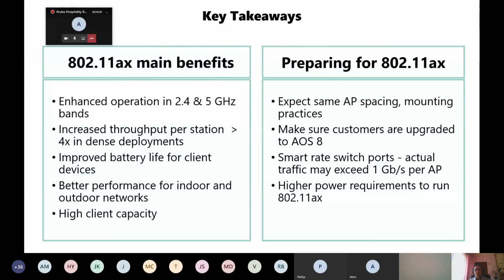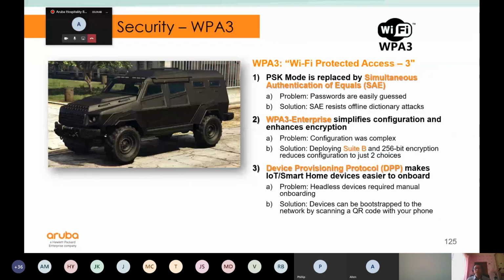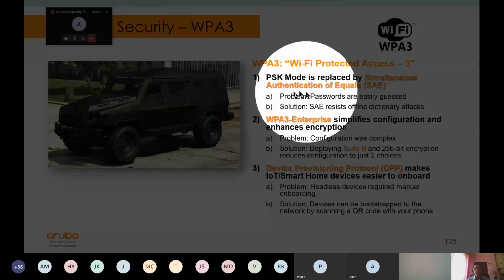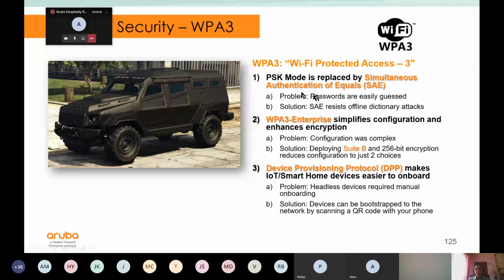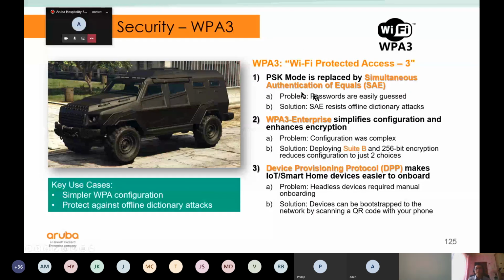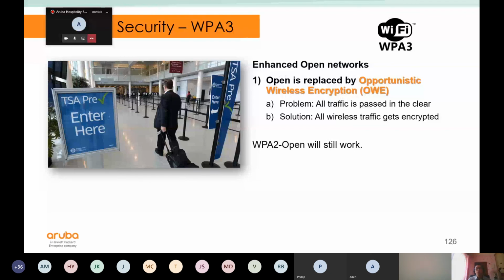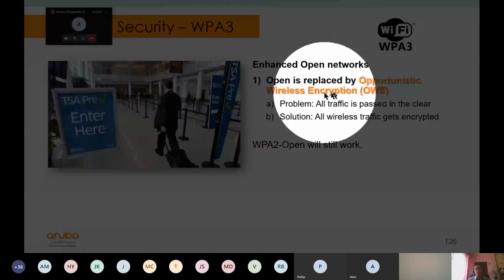Now, Wi-Fi 6 also introduces new security standards called WPA3 and Enhanced Open. Those are the things that you want to take advantage of in hospitality deployments. WPA3 introduces a new PSK, so to speak. We call it Simultaneous Authentication of Equals, and that is going to improve security. It also introduces Enhanced Open. This is with encryption.